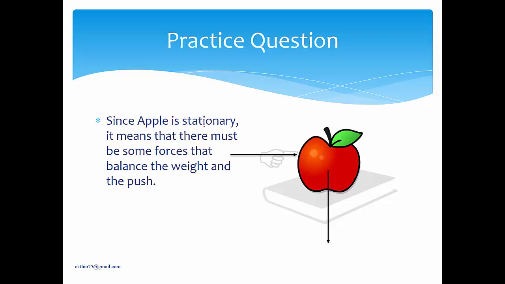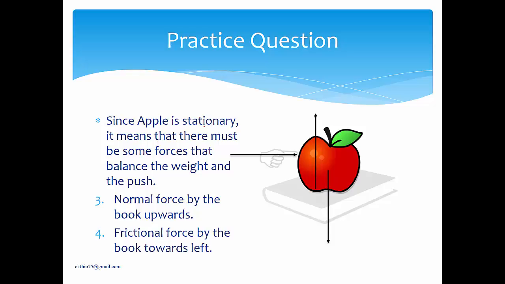Okay, notice that the apple is stationary, which means that there must be some forces balancing or countering the weight and the push. Countering the weight is a normal force by the book, and in this case it must be upwards. So the book is supporting the apple. And since there's a finger push towards the right, yet the apple doesn't move, there must be some force countering towards the left, and in this case it is the friction provided by the book.